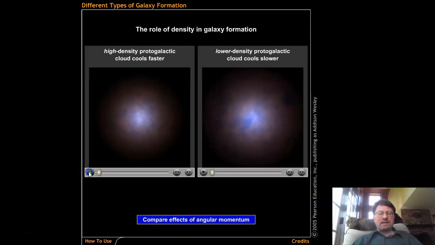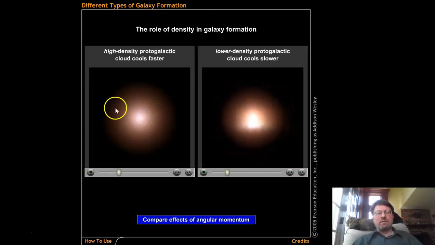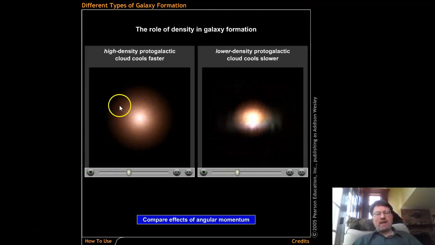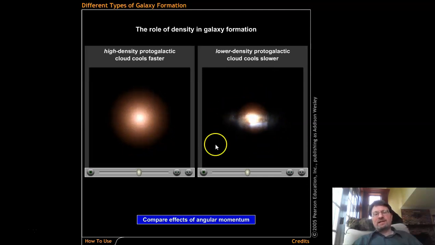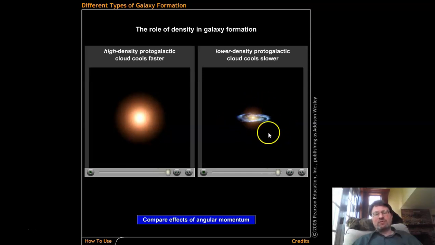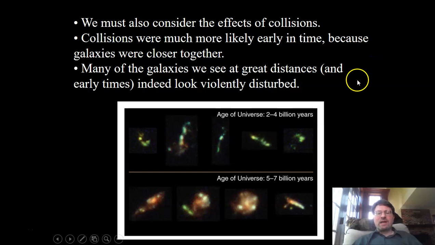And in the case of density, the protogalactic cloud on the left is high density, so stars form quickly before the galaxy has a chance to flatten out into a disk. Here, the lower density, it takes longer, and so the stars are formed later, and the disk is able to develop. Now, besides just the spin and the density, another thing that we need to take into account is the effect of collisions. Collisions occurred much more often as you look back farther and farther in time.